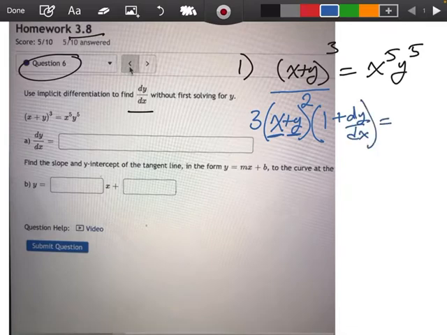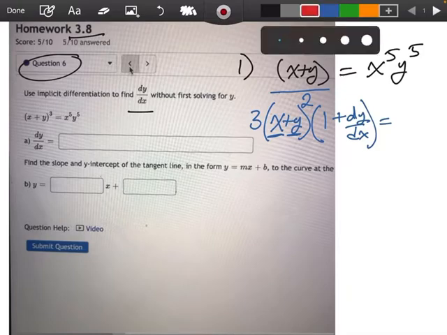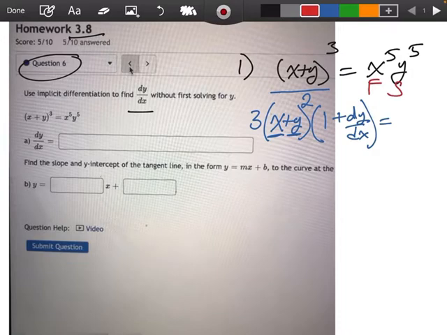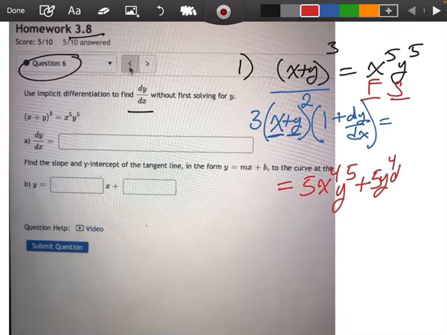Equals. Now, I'm going to do this part. Y'all, I'm going to use my product rule, okay? So if I'm taking the derivative of this, first I take the derivative of the first function, 5x^4, times the second function, plus the derivative of the second function, 5y^4 dy/dx, times the first function, okay?